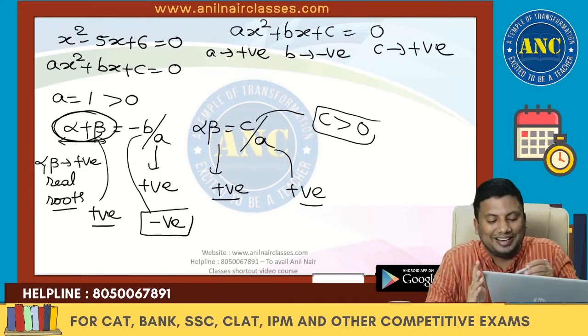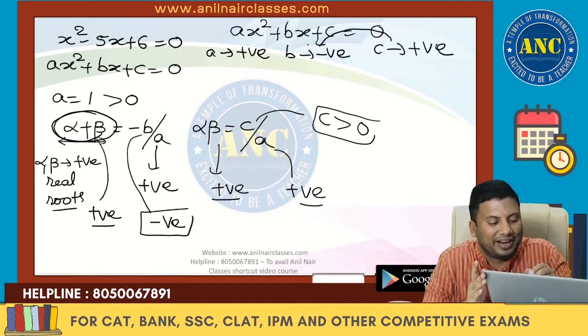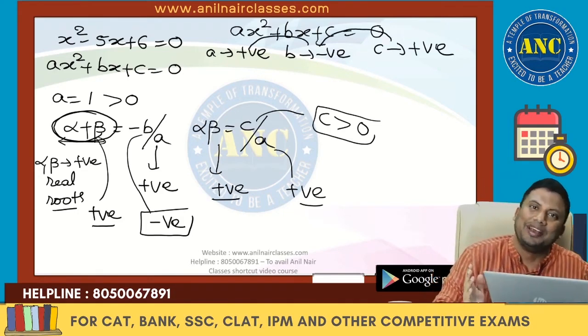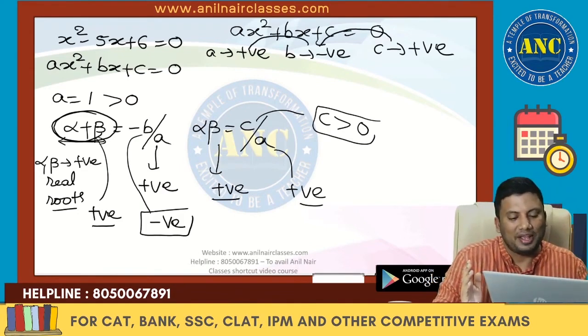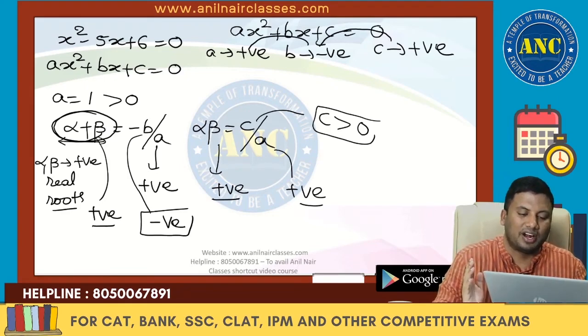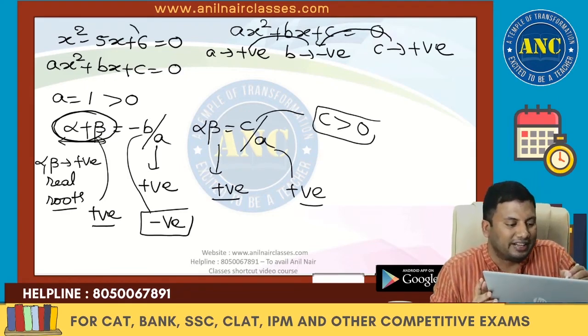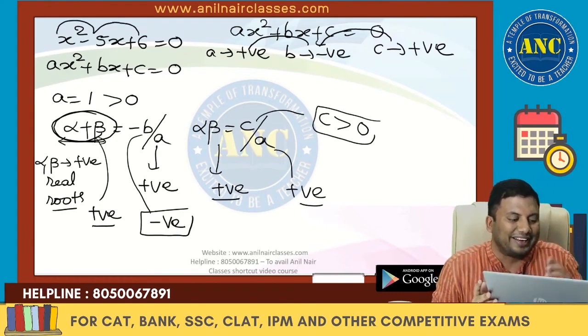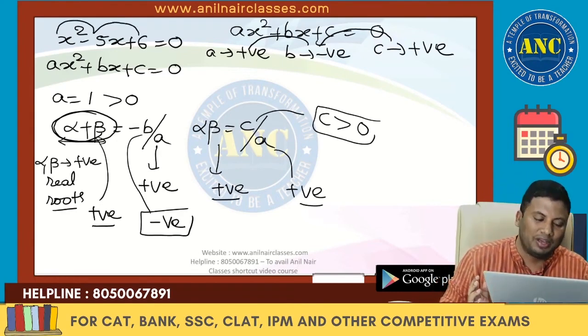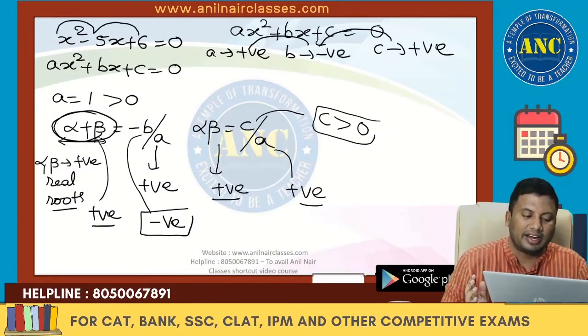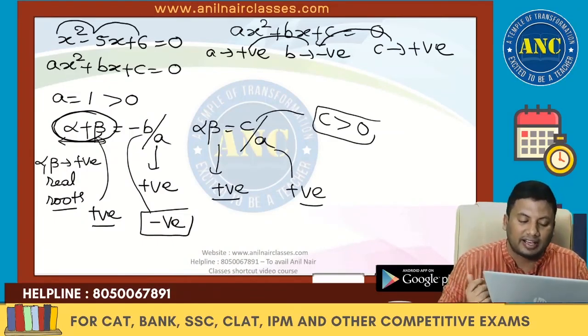So how many sign changes are there? Positive to negative, negative to positive. So how many positive real roots did we get? 2 positive real roots we got. That is what exactly we did. Positive to negative, negative to positive. Are you all with me? Positive to negative and negative to positive. So another case we will do.